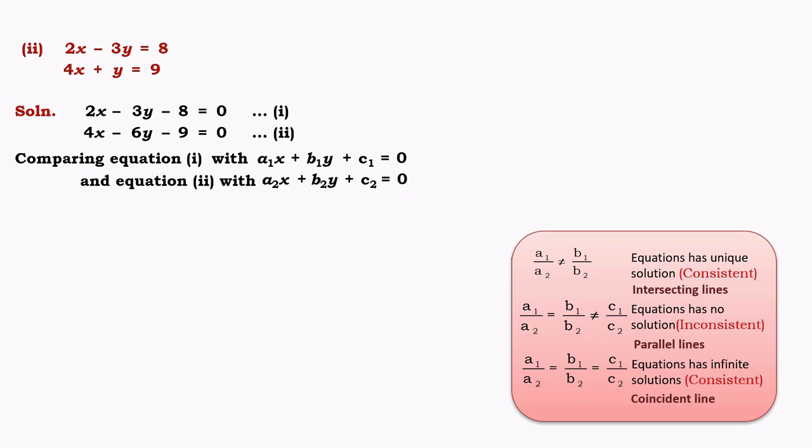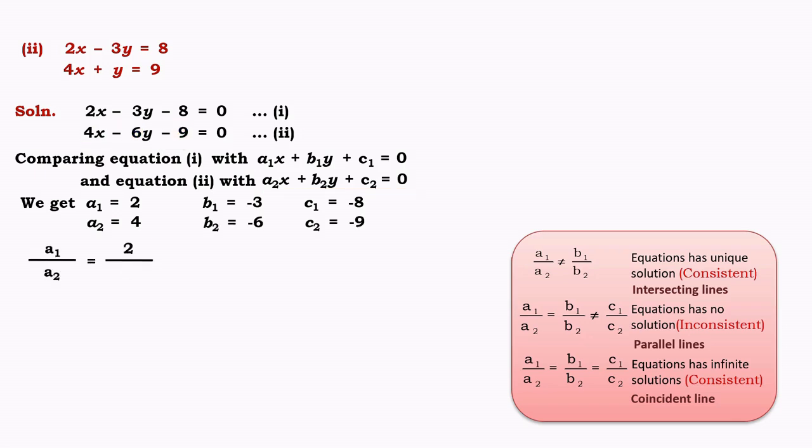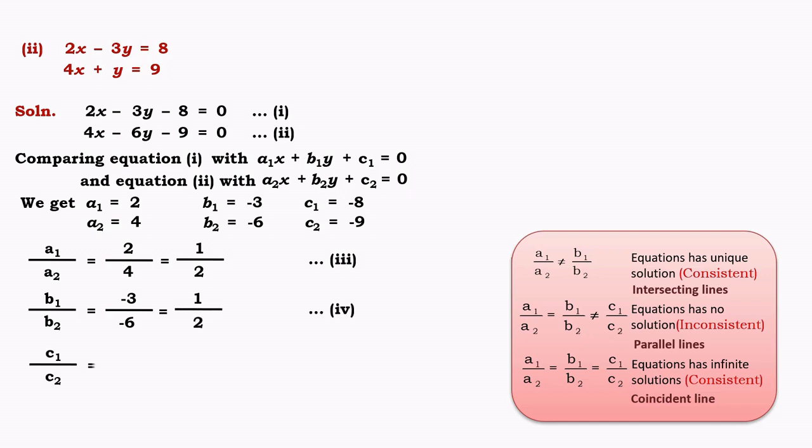Now, compare the coefficients. From the first equation, a1 is 2, b1 is minus 3, and c1 is minus 8. From the second equation, a2 is 4, b2 is minus 6, and c2 is minus 9. Now, let us compare the ratios. a1 by a2 is 2 by 4, which is 1 by 2. b1 by b2 is minus 3 by minus 6, which is also 1 by 2. c1 by c2 is minus 8 by minus 9, which is 8 by 9.